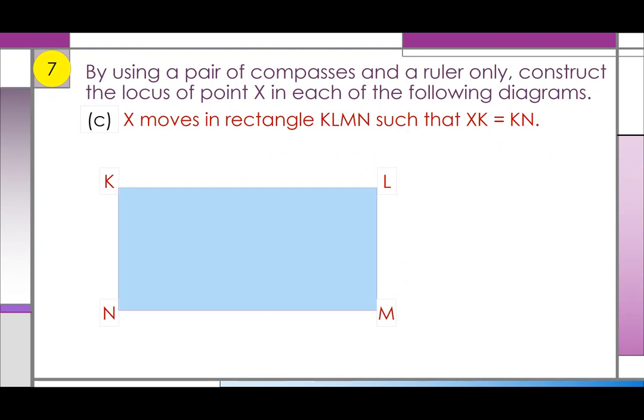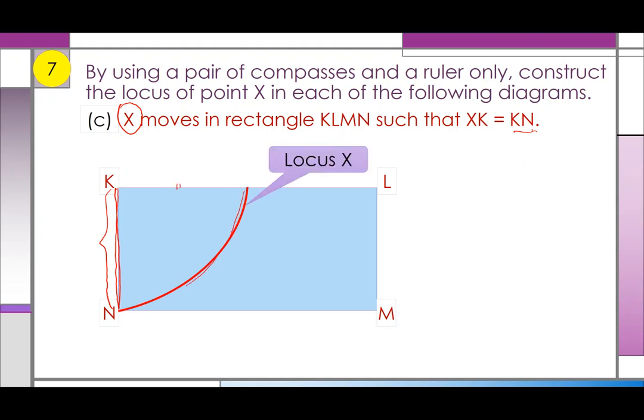So 7C. Okay, 7C. X moves in rectangle KLMN such that XK is equal to KN. X is our locus. KN is this line. So my locus must always stay the same distance as the line KN. So it will be an arc. Okay, so use your compasses, measure the line for this one. So after that, you draw a curve like this. So this is the locus of X.